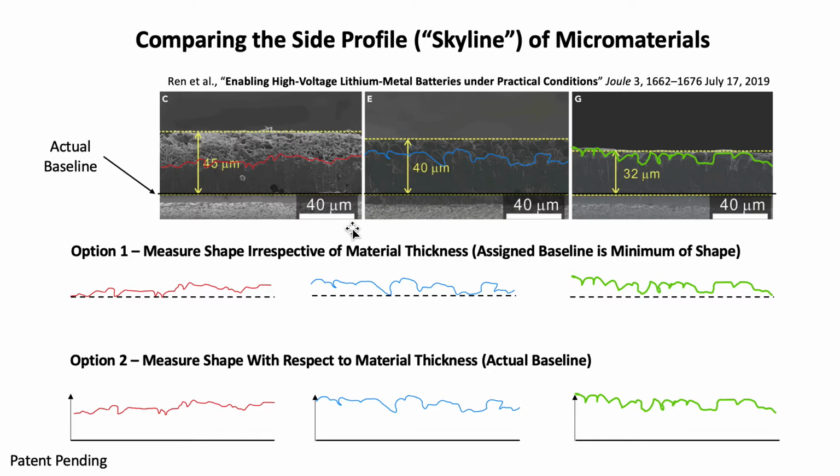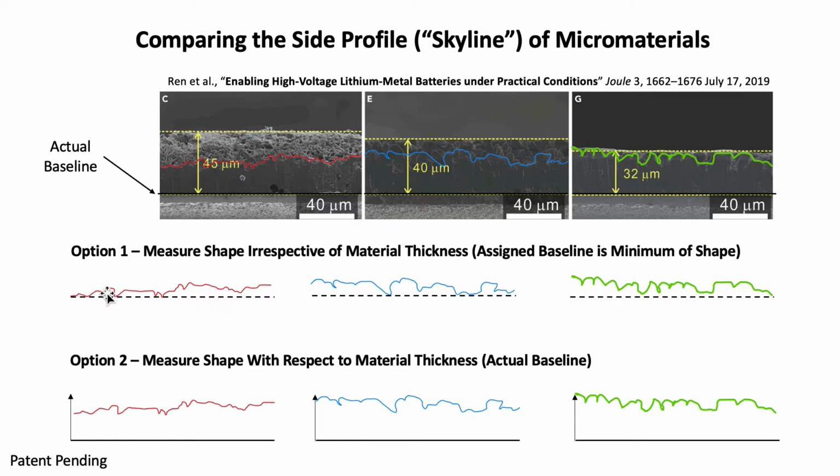Another way of measuring the shape of these micromaterials is the side profile. In this case, in electron microscopy, I've outlined the side profile of each of these three conditions. And I want to highlight the different ways of measuring here. In this case, we would use the parallel grid system, all originating from this baseline.